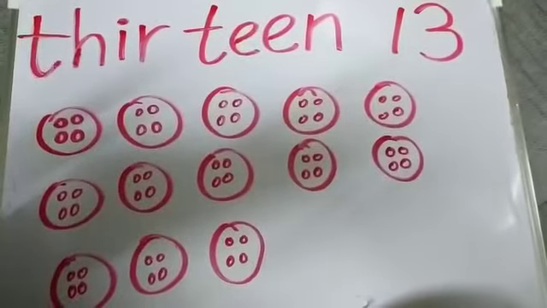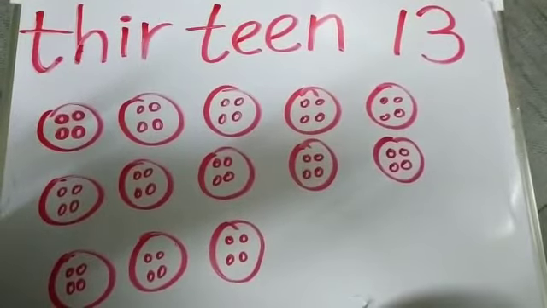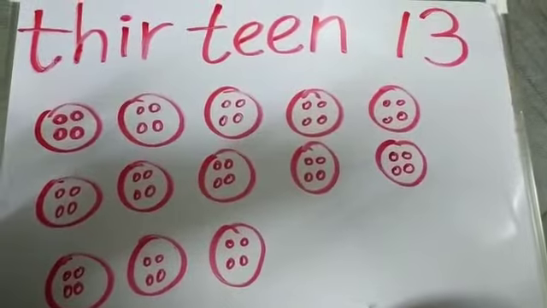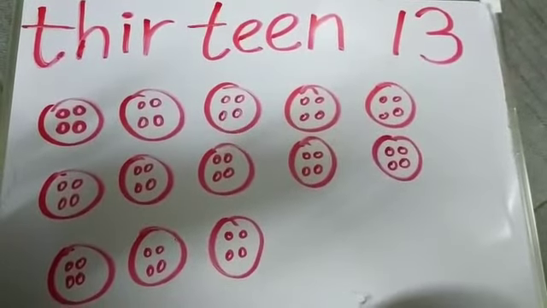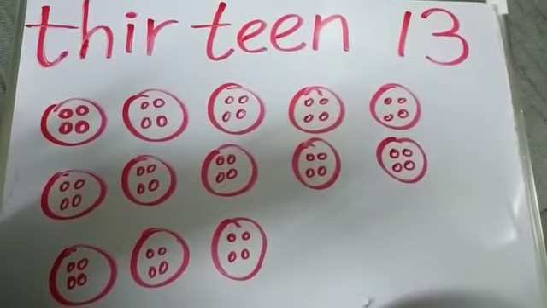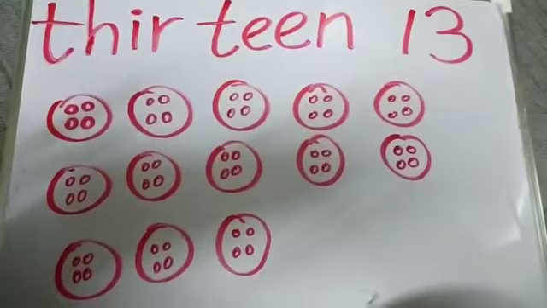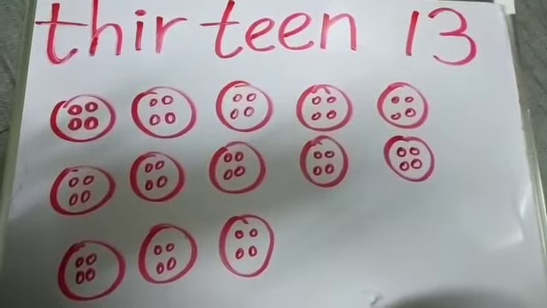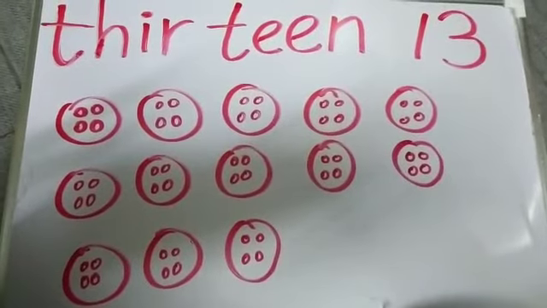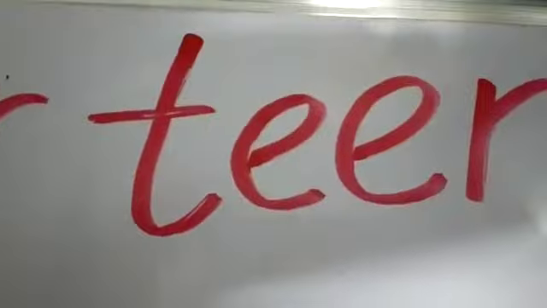Today we are going to learn number spelling 13. 1, 3, 13. Okay, let's read with me spellings of number 13. T-H-I-R, thir, T-E-E-N, teen. You can say this E-E means two times E.